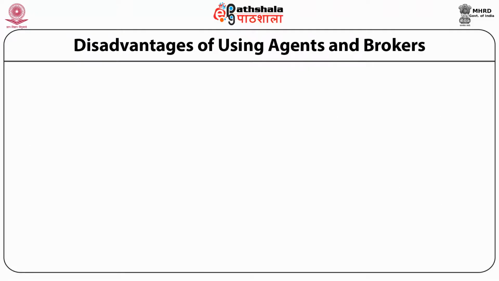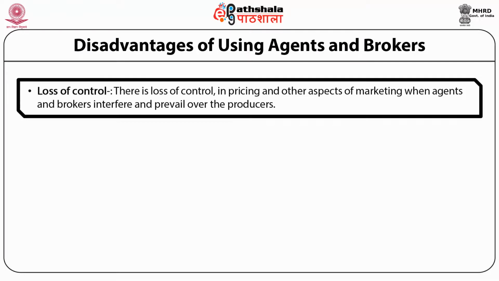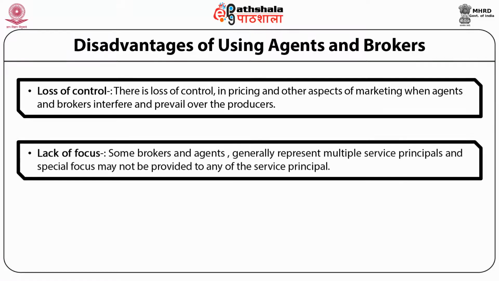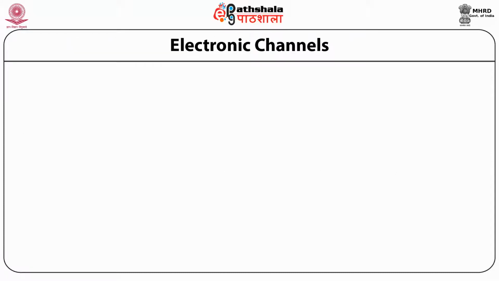There are certain disadvantages of using agents and brokers. First is loss of control. There is loss of control in pricing and other aspects of marketing when agents and brokers interfere and prevail over the producers. Second is lack of focus. Some agents and brokers generally represent multiple service principals, and special focus may not be provided to any of the service principals. Another type of service distribution channel or strategy is electronic channels.